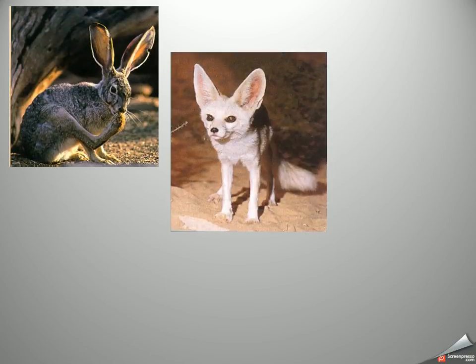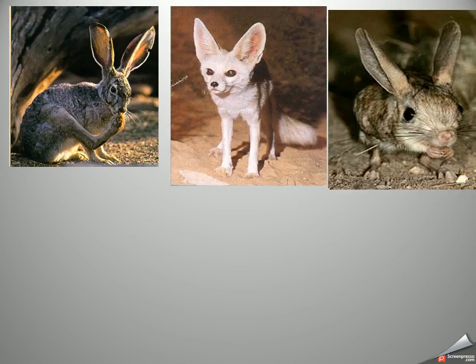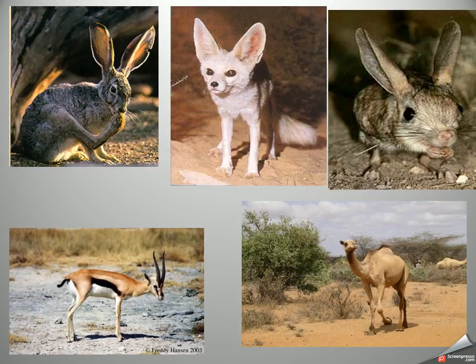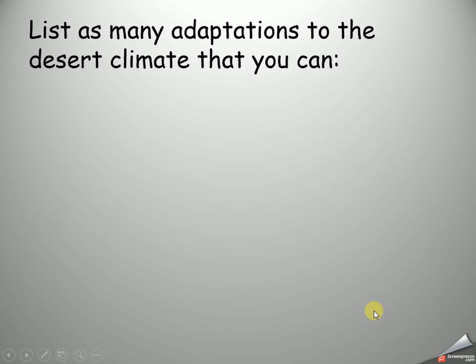So you can see all these different animals, and the first thing that comes to mind is that they've all got massive ears. Remember that animals that live in the cold have very small ears, but the ones that live in the desert have very big ears, so they can lose as much heat as possible. They also have very long legs, and that allows them to lose as much heat as possible. These are all the ones you have to know. Let's cut to the chase.